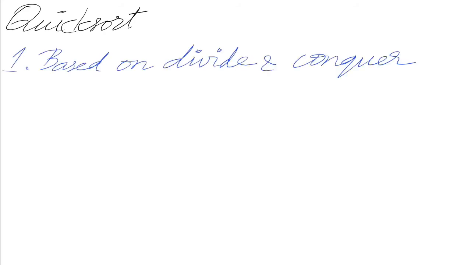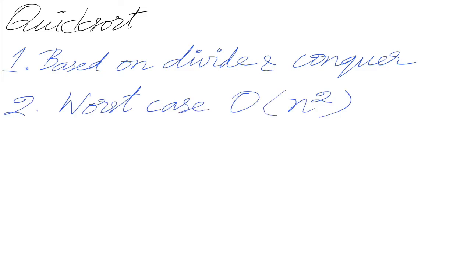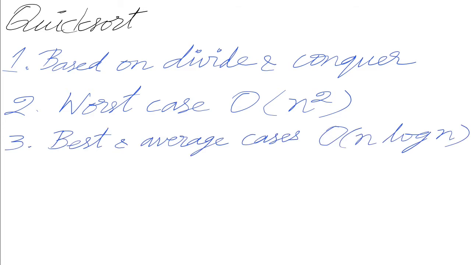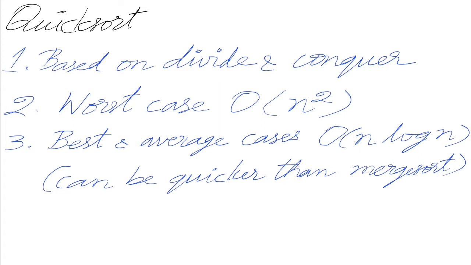Let's look at the quicksort algorithm. Quicksort is based on divide and conquer strategy. The worst case time complexity is O of n squared. Best and average cases are given by O of n log n. It can be quicker than merge sort.